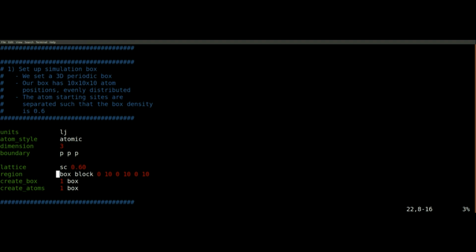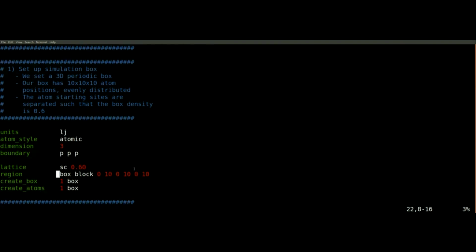Then we define a region. In this case, we're defining a region which is a box, and we set a name for that region. I have called it box because, guess what, it's going to be a box. That region is going to be of type block, meaning the region is going to be a rectangular prism. There's going to be an x length, a y length, and a z length. Because this is a cube, I have set the x length equal to the y length equal to the z length.